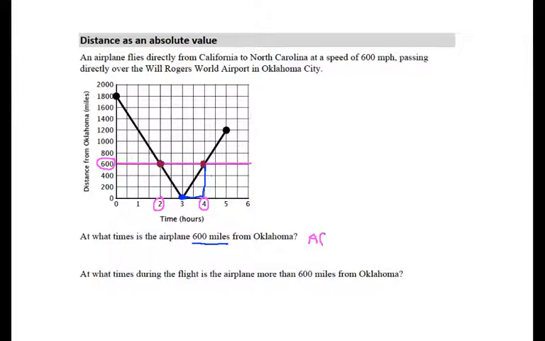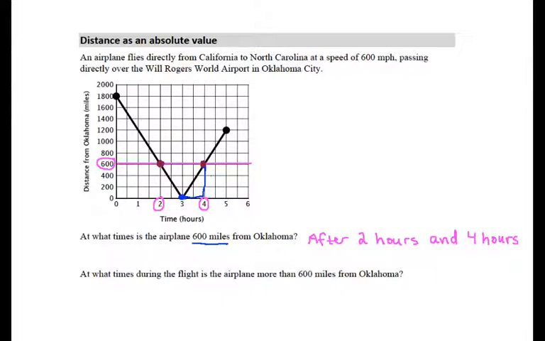So after 2 hours and 4 hours will be exactly 600 miles from Oklahoma. One on the approach and one as we're getting farther away.